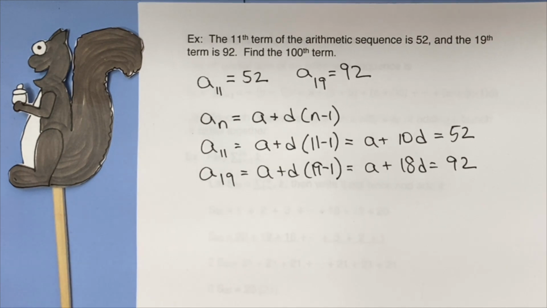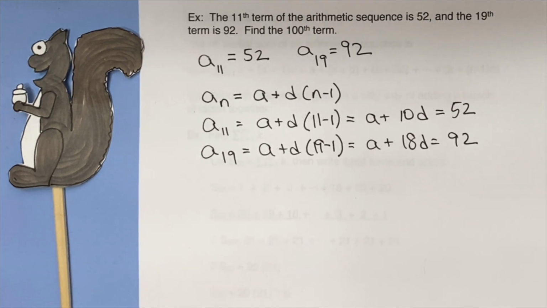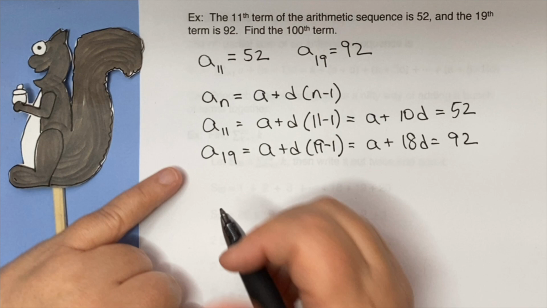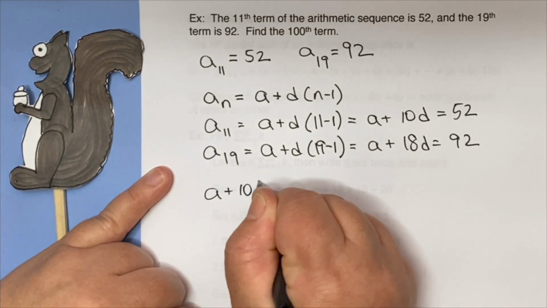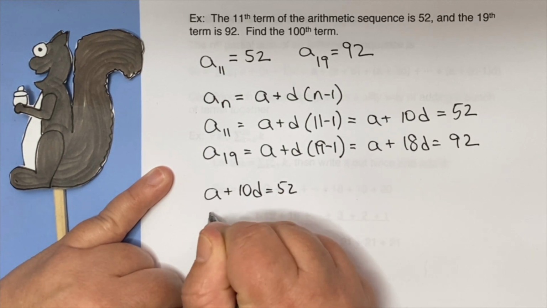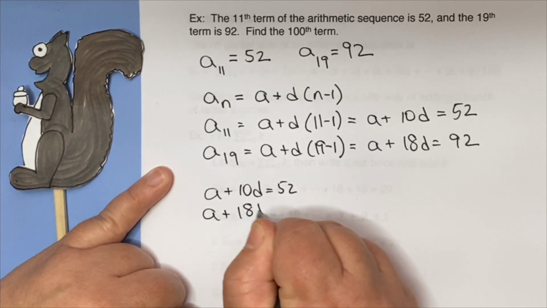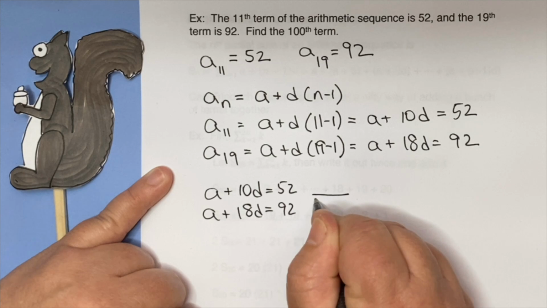So what are our options? Well, you got a ton. You want to set up an augmented matrix? Go for it. You want to solve this using regular old elimination? Go for it. Gaussian elimination? Go for it. You want to use Cramer's rule? Go for it. In my mind, I've got a plus 10d equals 52. A plus 18d equals 92.